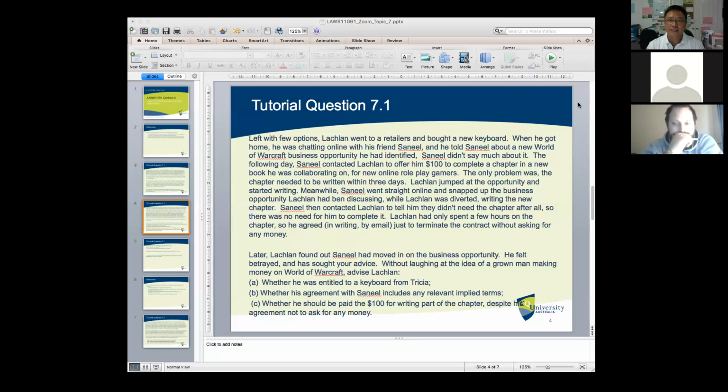So in other words, assuming that the offer of Lachlan to waive the $100 was accepted by Sanil, and assuming that Lachlan was explicit in saying, I don't want to be paid, don't pay me, clearly, expressly, no doubt about it, and Sanil accepted that offer, you have a contract, right? An offer was accepted, you have a contract. Question is, is that a valid and binding contract?